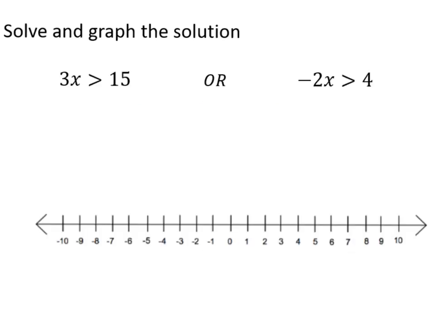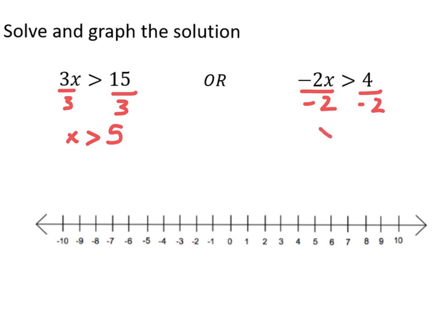In our final example, we're working with an OR inequality again. So we're going to solve the two inequalities separately. So for the first one, I would divide both sides by 3 to get the variable by itself. It's going to become x is greater than 5. For the other inequality, I would divide both sides by negative 2.